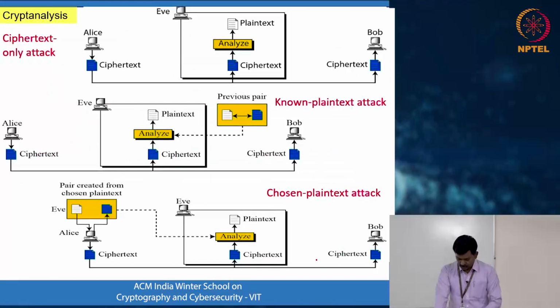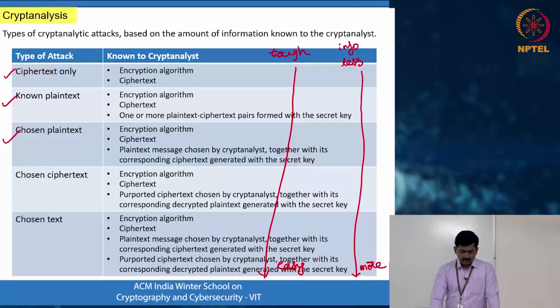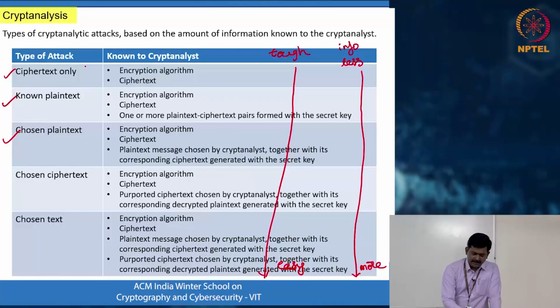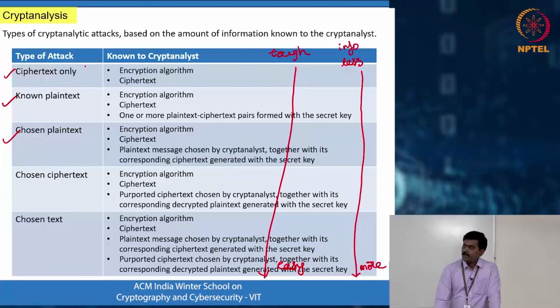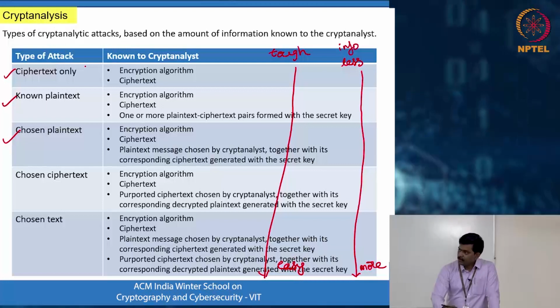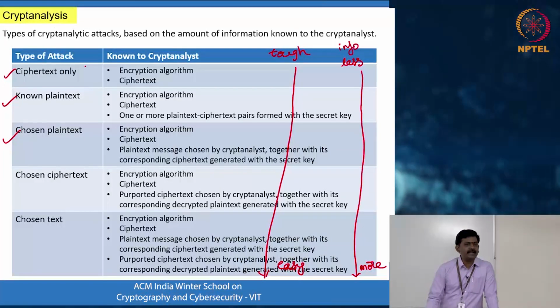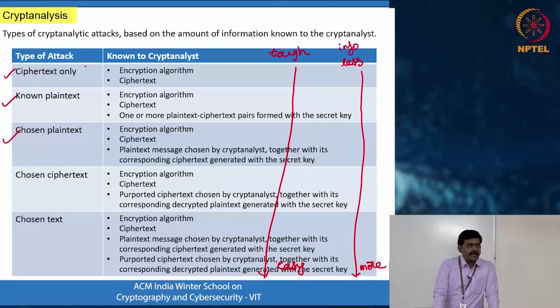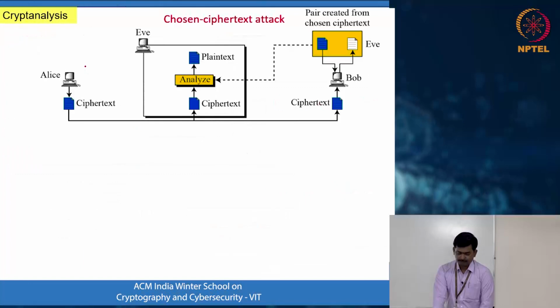I just skipped them, so you have to understand this. Ciphertext only attack, known plaintext attack, chosen plaintext, chosen ciphertext, chosen text. It is all about obtaining more information. The more information that is available to the attacker, the easier the attack becomes, right?